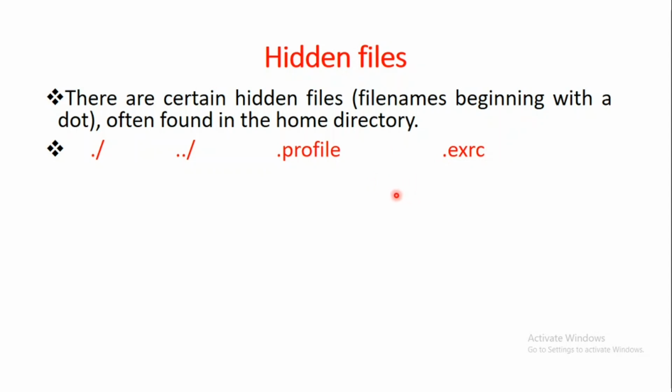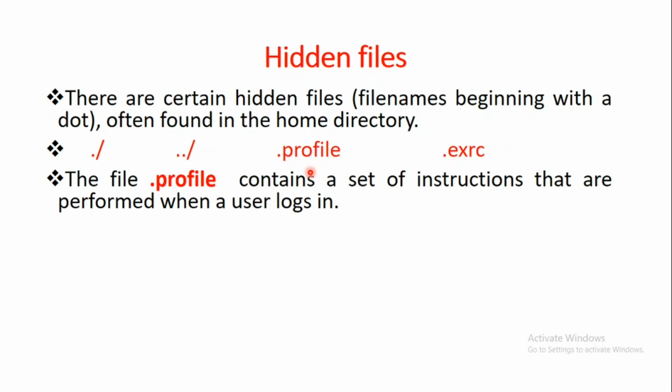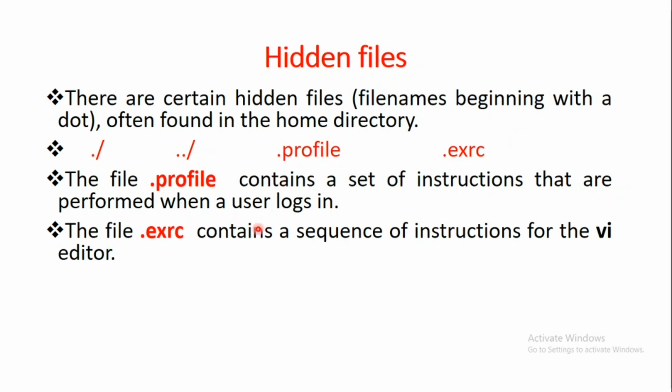If I want to view the hidden files present in my working directory, then I have to use ls with the option a. So ls space hyphen a will give me a list of all the files including the hidden files. Let us see what exactly .profile is. The file .profile contains a set of instructions that are performed when a user logs in. These files are actually created by the system, not by the user. And .exrc is also a hidden file that is associated with the vi editor. So it contains a sequence of instructions for the vi editor.